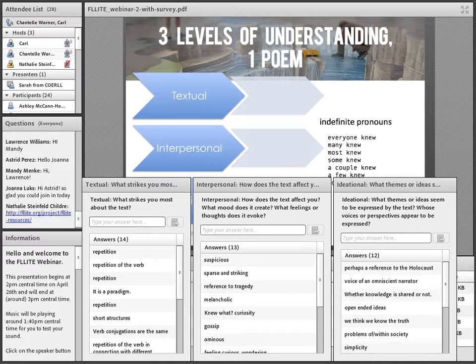And I did see at least one person under ideational say maybe this is a reference to the Holocaust, so thoughts going in a similar place. And so then I started to wonder, what might this poem say about that particular moment in history? But at the same time, I had to acknowledge that it's kind of ambiguous. It doesn't directly point to this moment in history. There's a kind of uncertainty there.